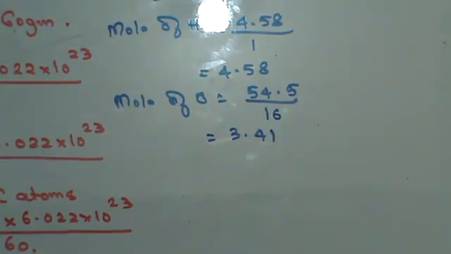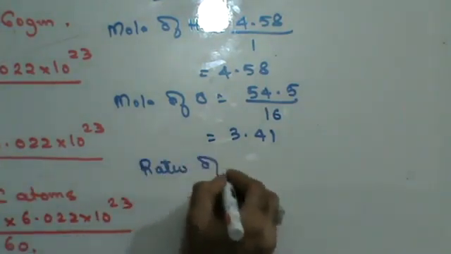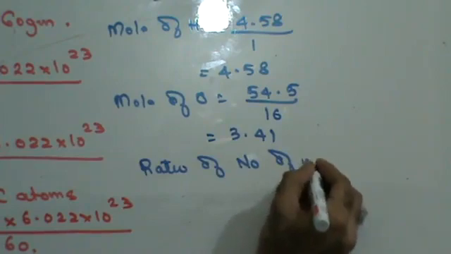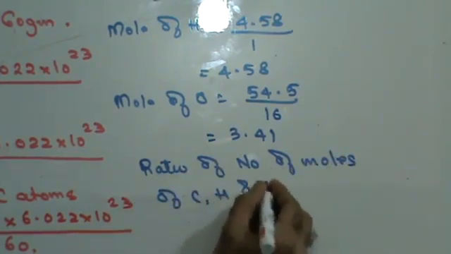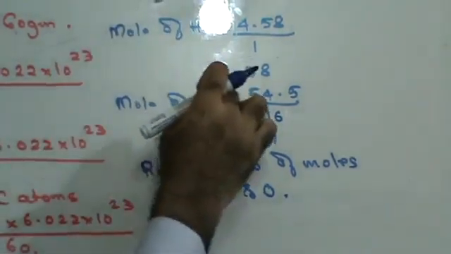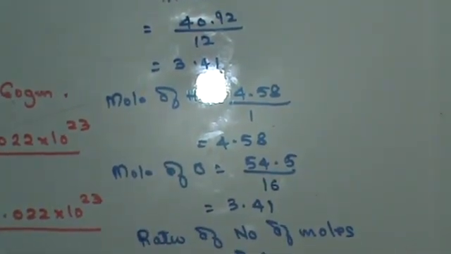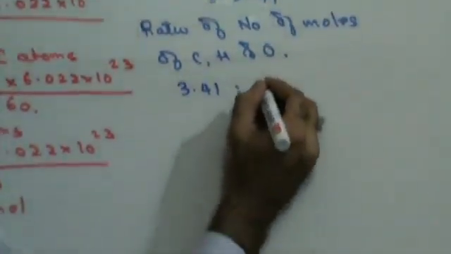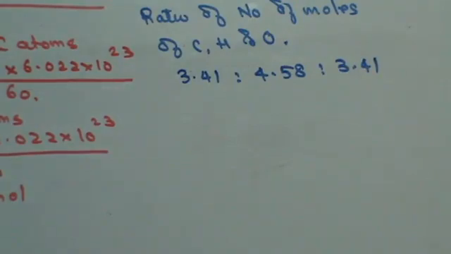Right? Therefore, what will be the ratio of number of moles of carbon, hydrogen and oxygen? Guys, how do I find this out? I have three ratios, 3.41, 4.58 and 3.41. Divide all the three ratios by the smallest number that you have.